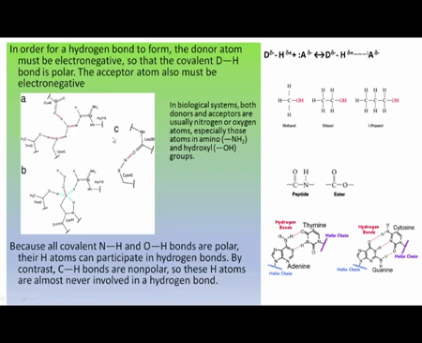Now, what happens in biological systems is both the donors and acceptors are usually nitrogen or oxygen, or those groups containing the amino or hydroxyl group. For example, methanol, ethanol, propanol, they have these hydroxyl groups, and therefore, each one of these hydroxyl groups having the hydrogen bound to oxygen is capable of forming hydrogen bonds with water.